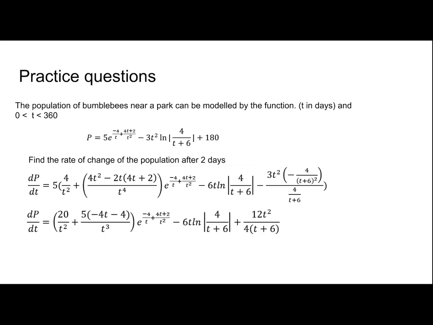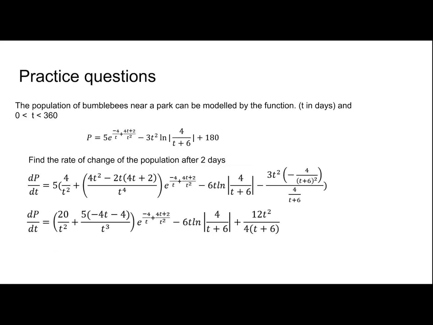If we multiply everything by 5, so the 5 on the outside, if we distribute the 5 inside the brackets, we'll get 20 over t squared plus 5 times negative 4t minus 4 over t cubed, and the e and the power stays the same, minus 6t ln of 4 over t plus 6. We'll keep that the same. And if we simplify everything on the right hand side here, the negative 3t squared and the negative cancel out, it becomes a positive.